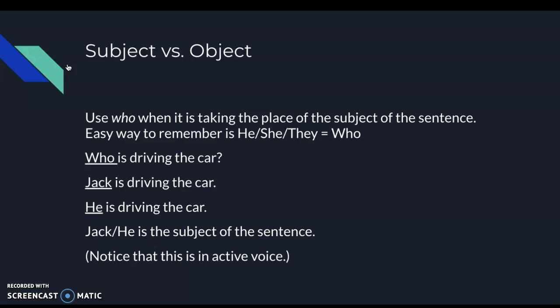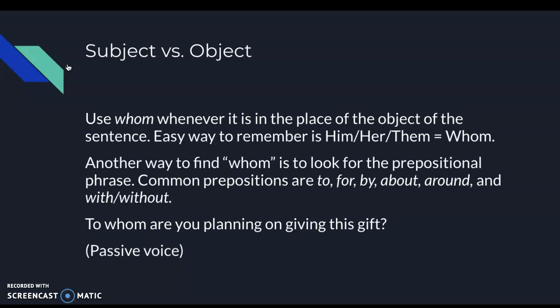And notice that this has an active voice. The subject is the thing doing the action. If you're not familiar with the difference between active and passive voice, look back at the ACT video that I posted previously. So now we use whom whenever it is in the place of the object of the sentence. An easy way to remember this, just like a second ago, is instead of he, she, or they, it's him, her, or them equals whom.